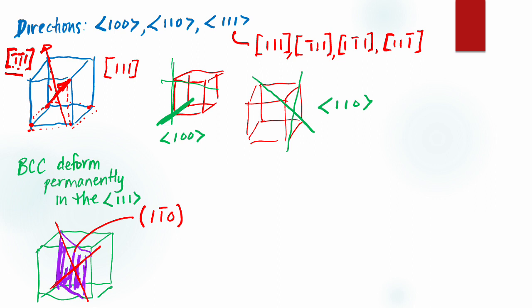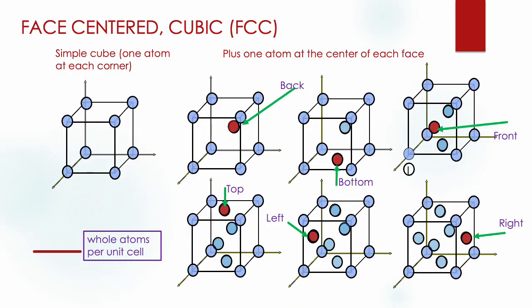All right, so BCC, atom at the center, atom at each of the 8 corners. There's 2 atoms in a unit cell, and 4R is equal to square root of 3 times A. The other crystal structure is a face-centered cubic. And this looks very confusing, but I think if you just hang with me, it will be clearer. I tried to just use this as a way of showing where the atoms are. So you start with a cube, an atom at every corner. And then there's an atom at the center of every face.